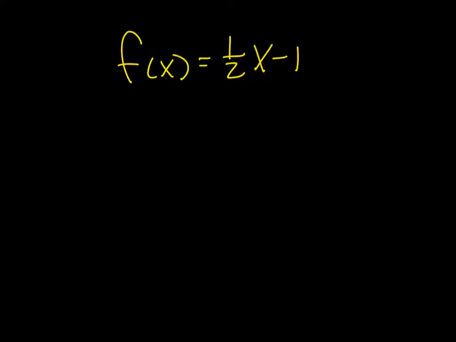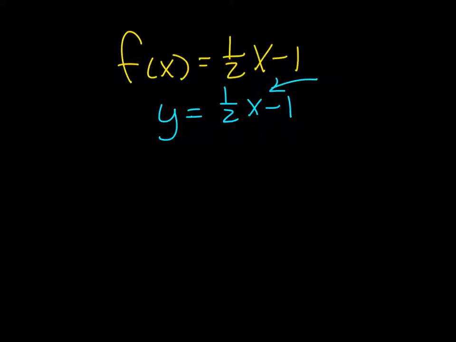Alright, so let's take the function f of x equals 1 half x minus 1. Well, it's not really complicated, but remember f of x is nothing more than another name for y. So we're going to write y equals 1 half x minus 1. And one of the methods is to go ahead and solve for x. So we want to get x by itself.